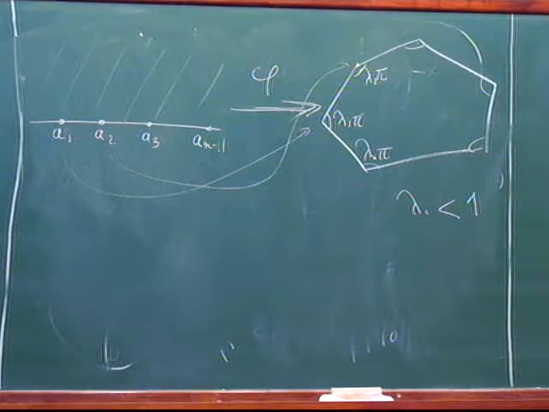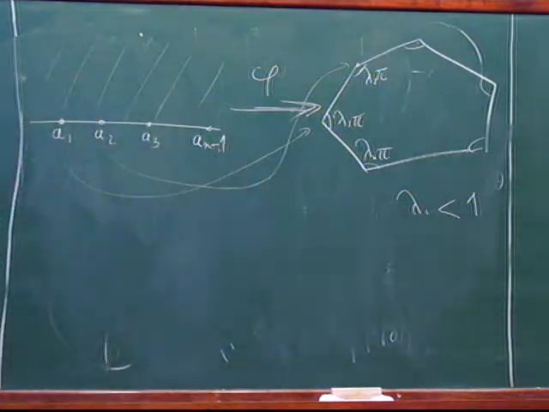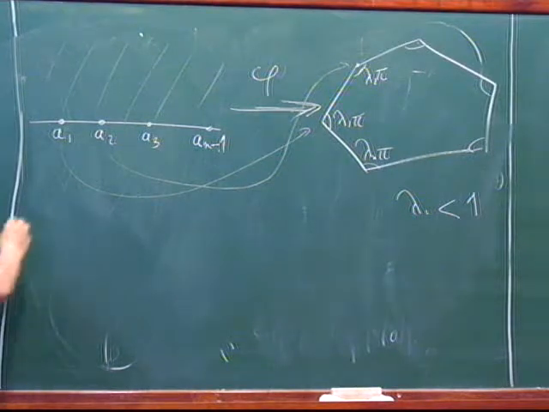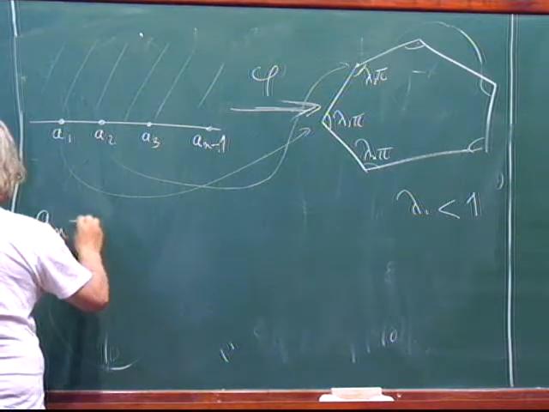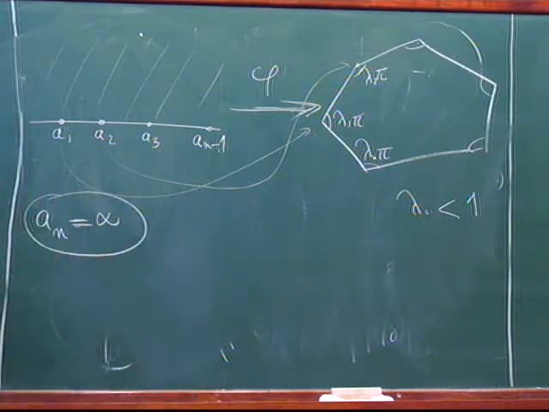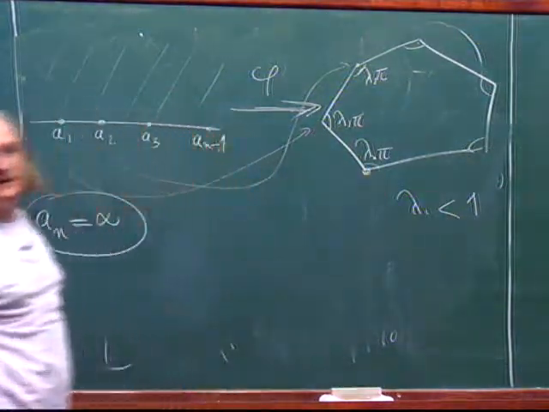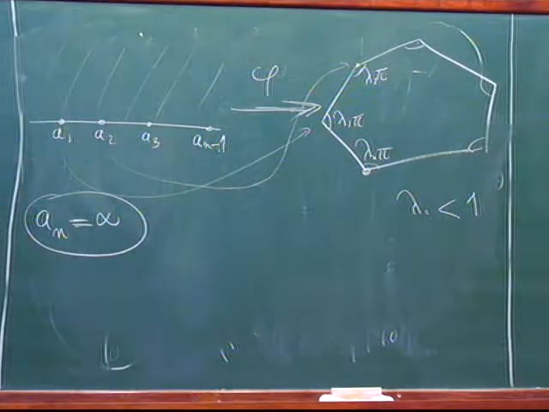And why did I put A(n-1) and not An? Because I can always assume that the point An is the point at infinity. So I will assume that. The point An is the point at infinity and is mapped to the nth vertex, lambda n.